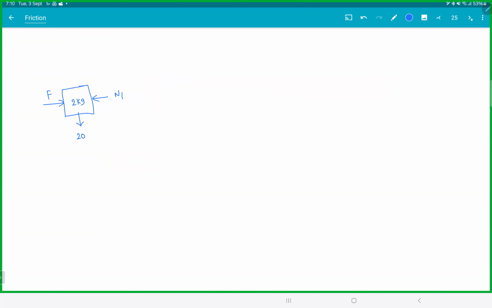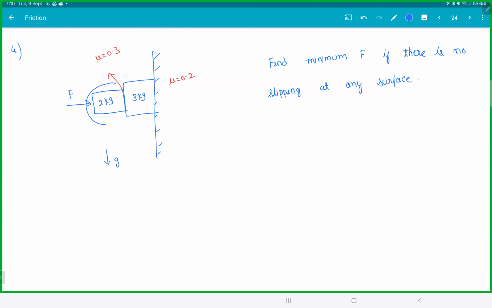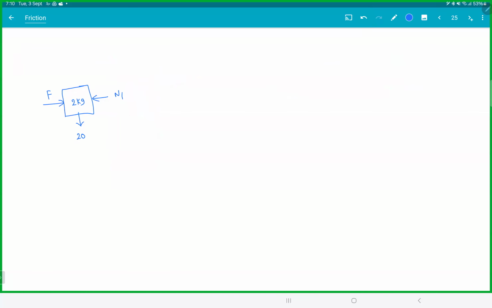Now you need to ask yourself, if there is no friction, what will happen to the 2 kg block? It will come down. So friction will be which way? Up. That's what I told you, right? This whole chapter is about finding the direction and the magnitude. So friction must be up. Should I write F max? I don't know. Are you sure it is slipping? We don't know, right?